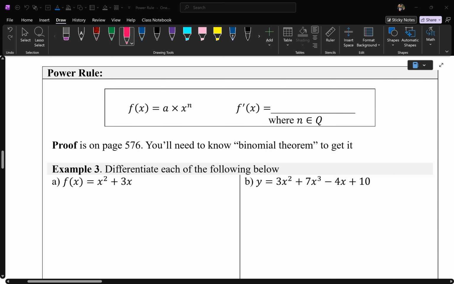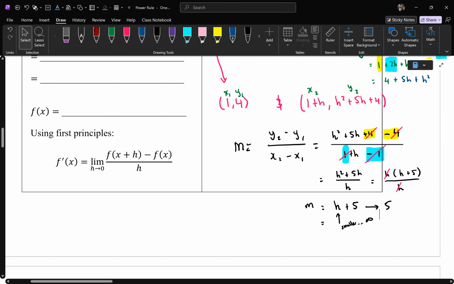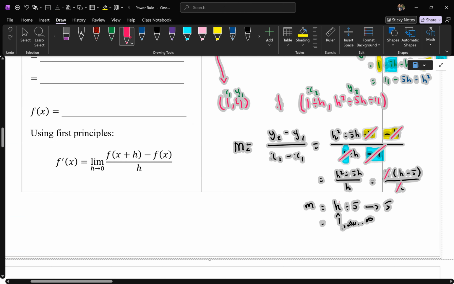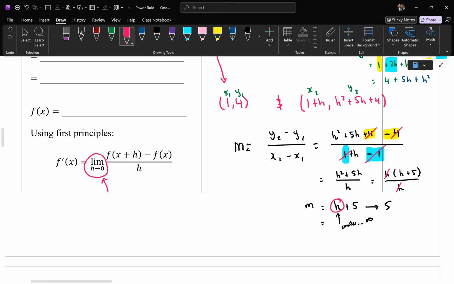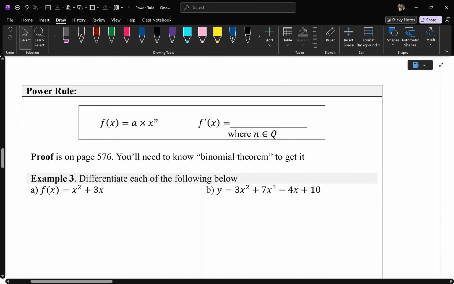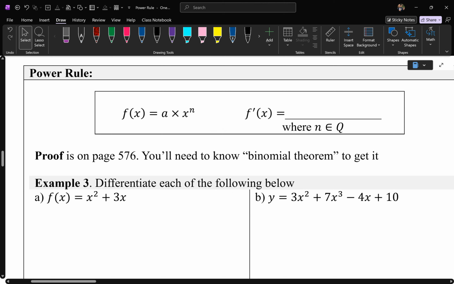So, summary. The skill I taught you just now, that's called first principles. And this idea that if h gets really small, that's what this means. So the limit as h approaches 0 just means if it gets infinitely small, what does the gradient, this represents gradient, tend towards? And we can see it tends to 5. So I'm going to show you now a technique called the power rule. And with this technique, you can actually do what I just showed you much quicker.